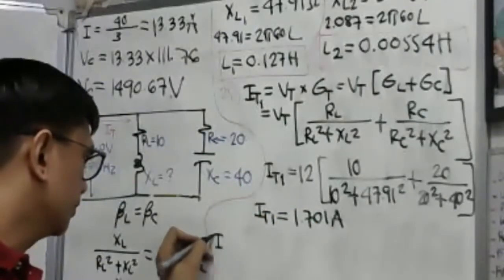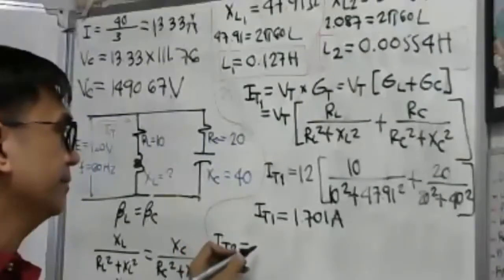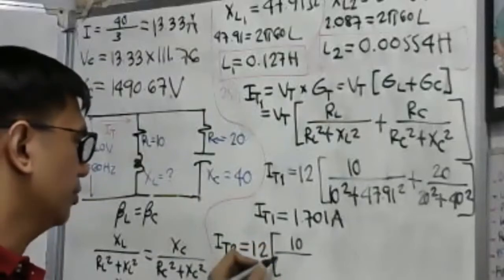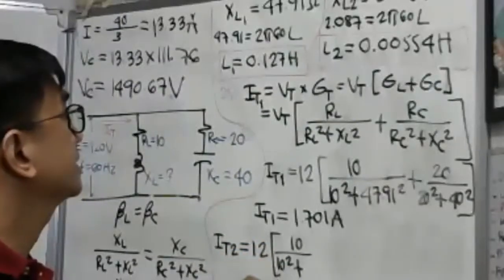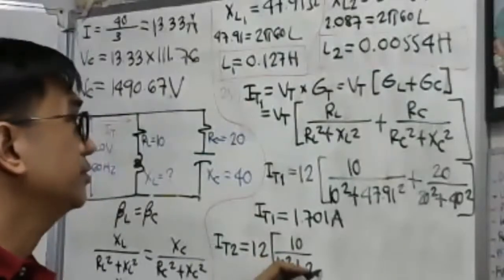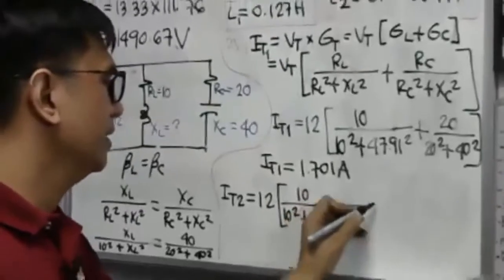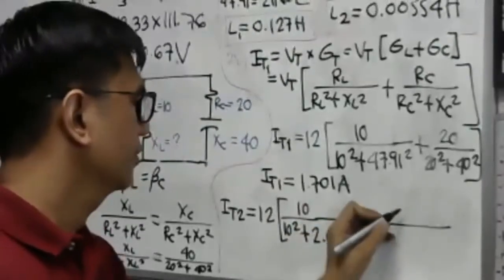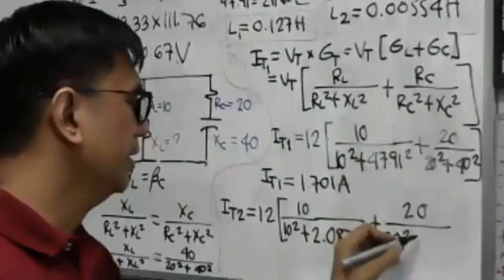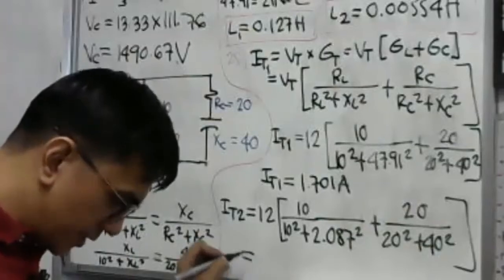What about the I total 2? Okay? That is for x sub L2. So that is 12. Again, 10 over 10 squared plus, substitute, substitute, okay, 2.087 squared, then plus, we have 20 over 20 squared plus 40 squared. Okay? So what will be our answer here?